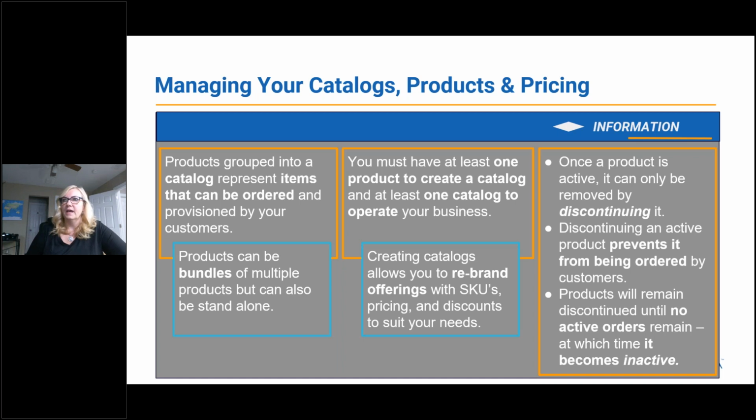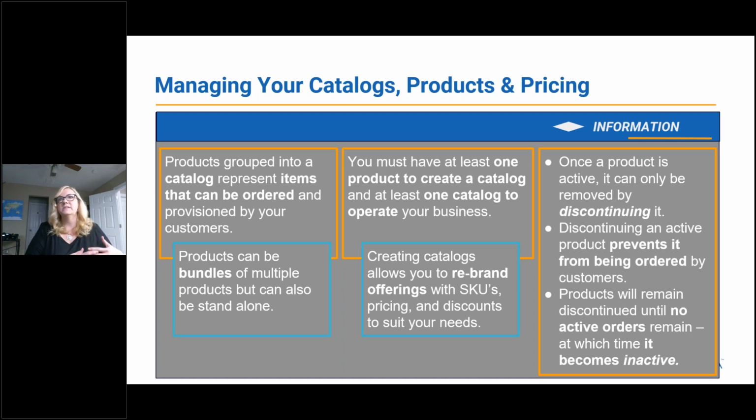But on the far right-hand side, once a product is activated, if it's in setup, it can be modified, okay? But once a product is active and it's in catalogs and you've got customers using it, then you cannot delete them. You can only discontinue them. And when you discontinue a product, it prevents it from being ordered anymore.